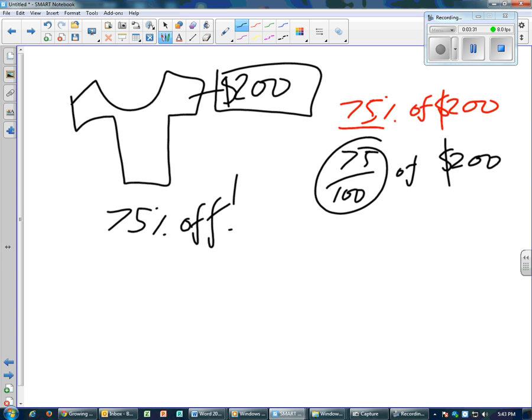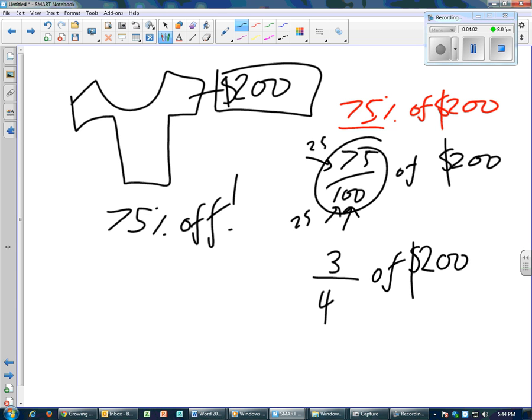75 over 100. What's the biggest number that can go into 75? It's 25. What's the biggest number that can go into 100? It's 25. It's the biggest number you're going to get into both of those. Of course, some of you might already know what 75 over 100 is as a simplified fraction, but if you don't, find big numbers to divide into the top and the bottom. 25 into 75 is 3. 25 into 100 is 4. It's like saying 3/4 of $200. We're trying to find 75% of $200. It's like saying 3/4 of $200.